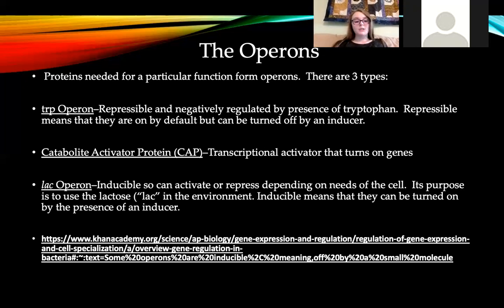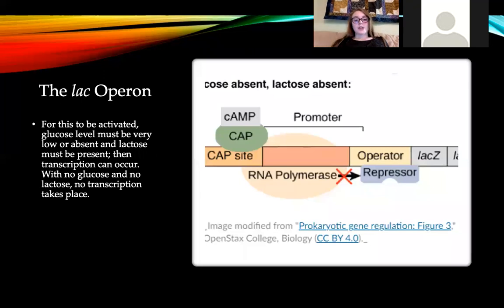Its purpose is to use the lactose that is present in the environment, and it is inducible, which means that it can be turned on by the presence of an inducer. Okay, so for the lac operon to be activated, the glucose level must be very low or absent and lactose must be present. Then transcription can occur.